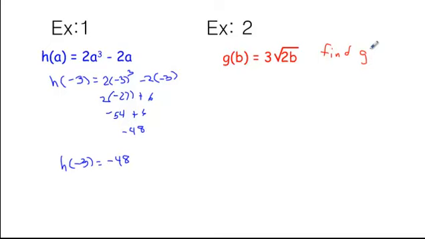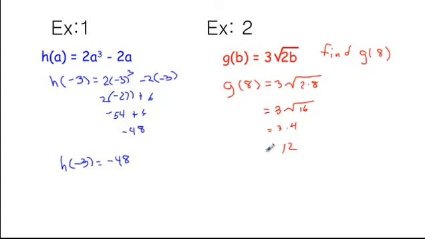In example 2, I want you to find g of 8. So g of 8 is equal to 3 times the square root of 2 times 8. Take the product inside of the square root first. 3 times the square root of 16. The square root of 16 is 4. 3 times 4 gives you 12. Bring down the g of 8. G of 8 equals 12.